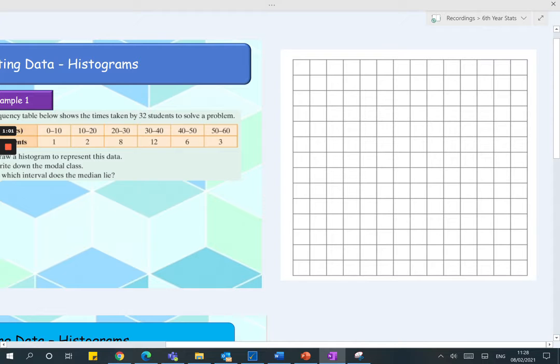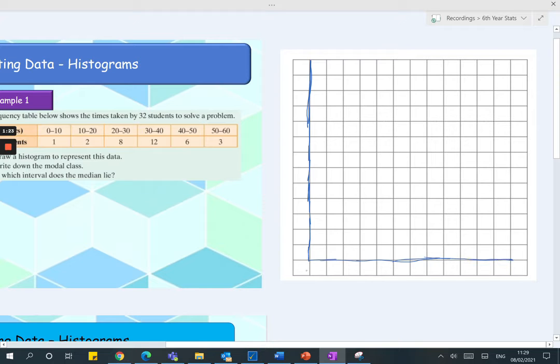Now you should be using a ruler to draw this. This program itself doesn't actually allow me to use a ruler, so I'm going to have as best a straight line as I can here, guys. So I'm drawing a straight line down, which I should be using a ruler for, and I'm drawing a straight line across to get my x and my y axis. Okay, let's pretend they're straight.